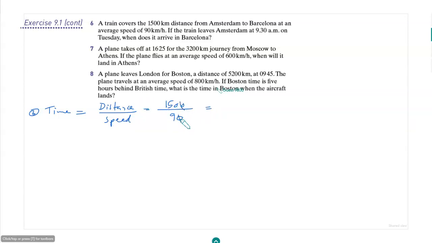How much is that? 150 by 9. 50 by 9 is how much? 16, 2 over 3. What is the unit? Hours. So that's 16 hours and how many minutes? Very good. 40 minutes. So when does it arrive in Barcelona? So it starts at what time? 9:30 a.m., right? And then you have to add 16 hours, 40 minutes, right?